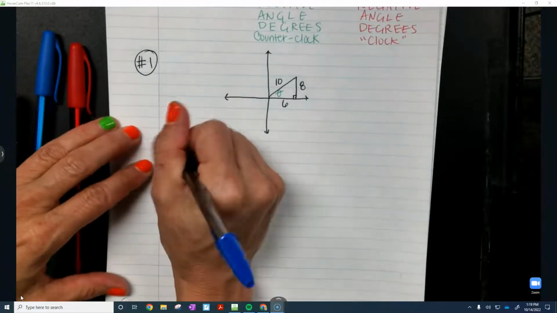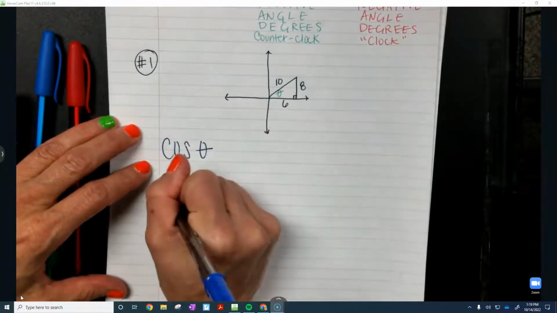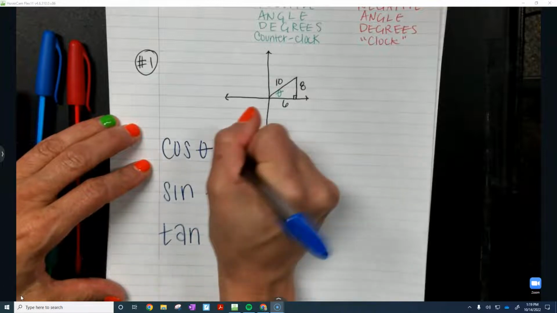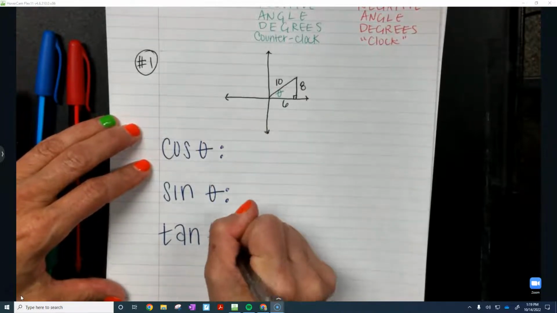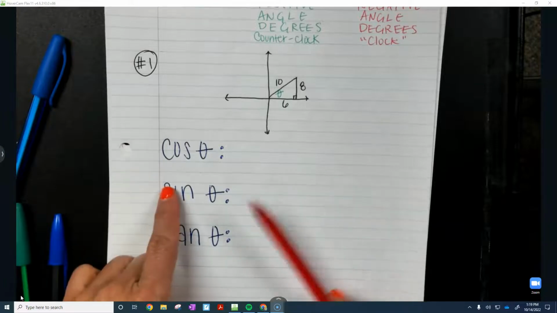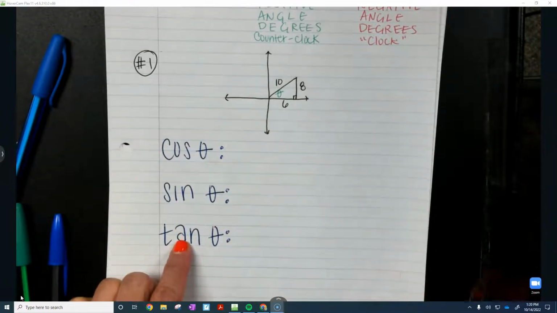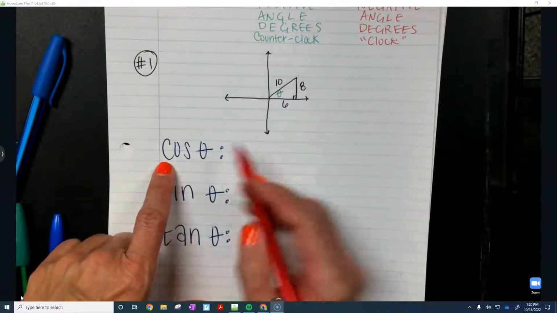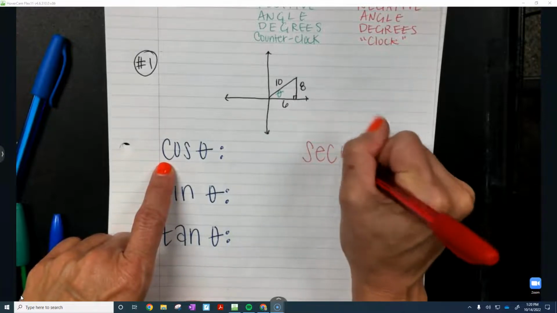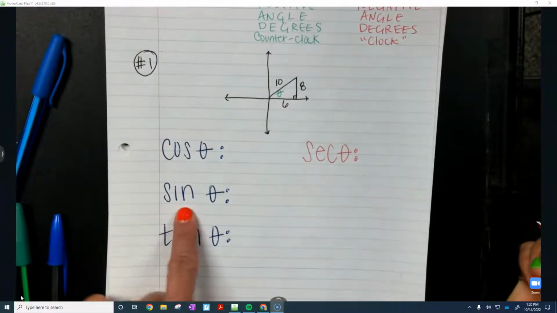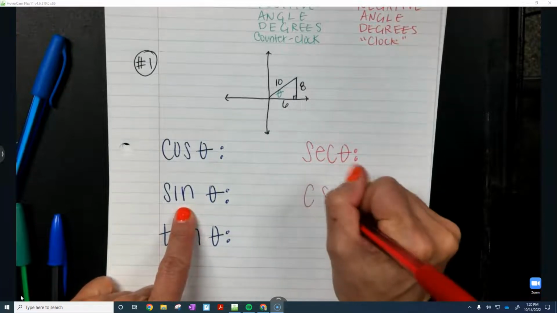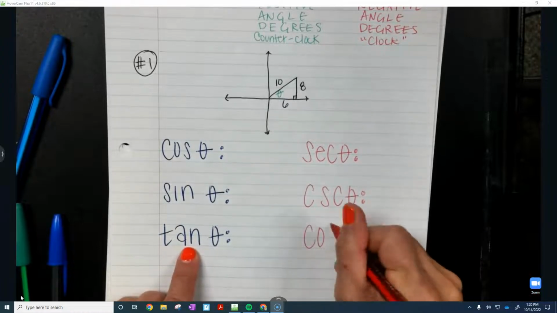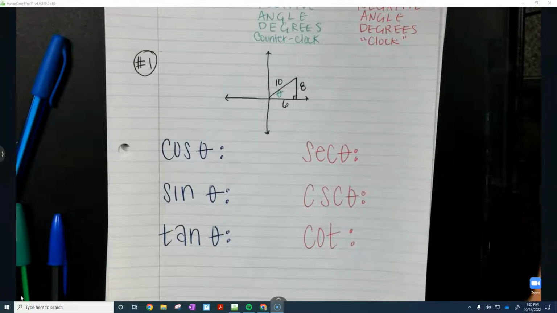So what I'm going to do is I'm going to write cosine of theta, sine of theta, tangent of theta, hop over to the other side of my paper. This is the only time that I'm writing 2 columns. And then I'm going to write the reciprocal of cosine, which is secant of theta. The reciprocal of sine, which is cosecant. And then, of course, tangent is really the only one that's easy to memorize because it's a cotangent.